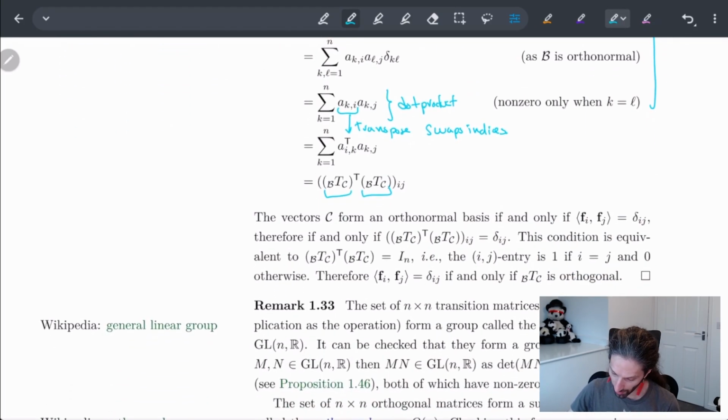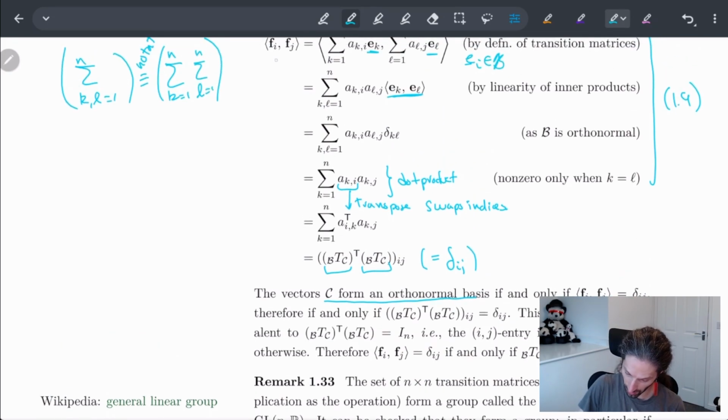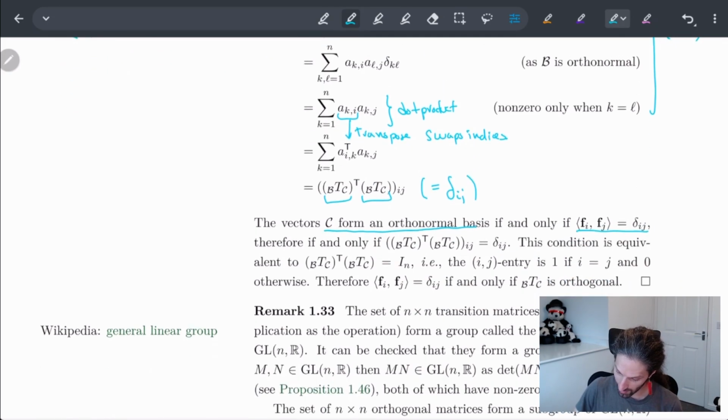So basically, what we want to show is that C forms an orthonormal basis if and only if this is equal to the Kronecker delta. So if and only if we have this, right? In other words, since we showed that this whole thing is true if and only if this final part here, B_C transpose B_C, is equal to the Kronecker delta, right? So this is what this part is showing. This is from above.